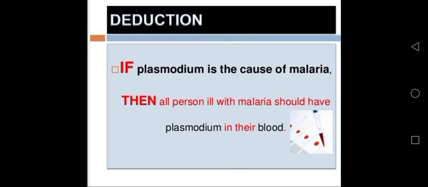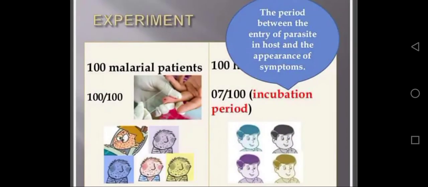If Plasmodium is the cause of malaria, then all persons ill with malaria should have Plasmodium in their blood. So, as I said, the hypothesis should be testable by experiment. So, the biologists made the experiment.